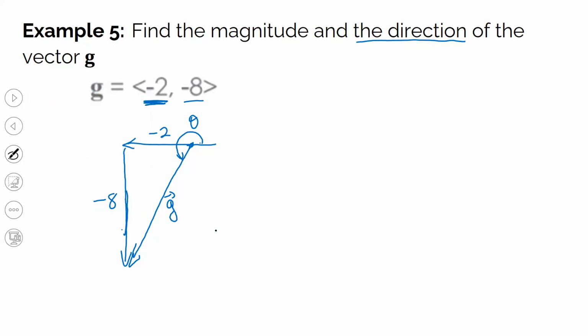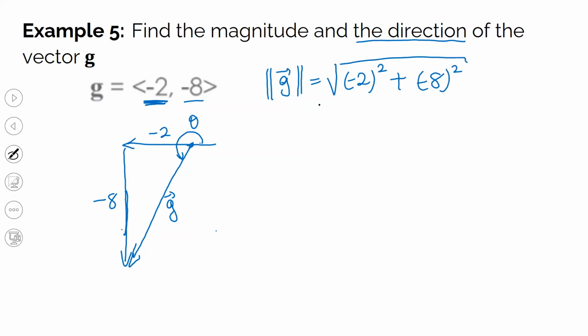The magnitude of G will be the square root of -2 squared plus -8 squared. So that would come to 4 plus 64, which is the square root of 68. Okay, square root of 68.